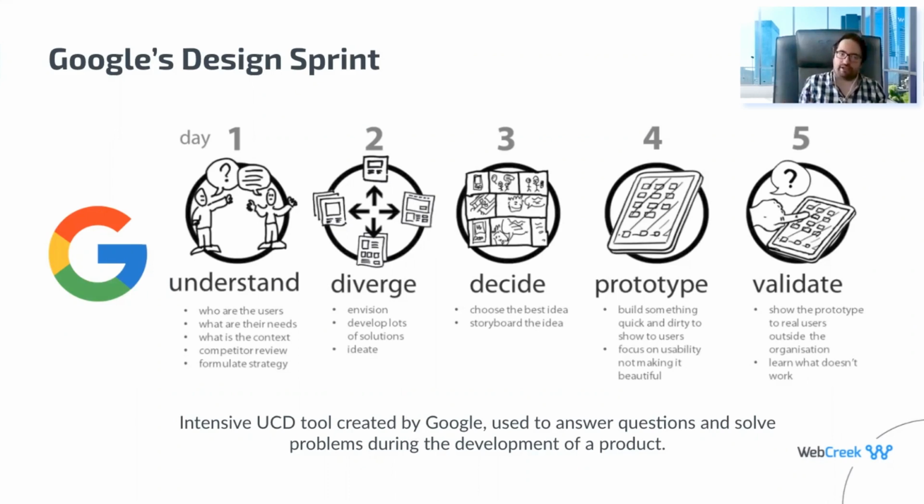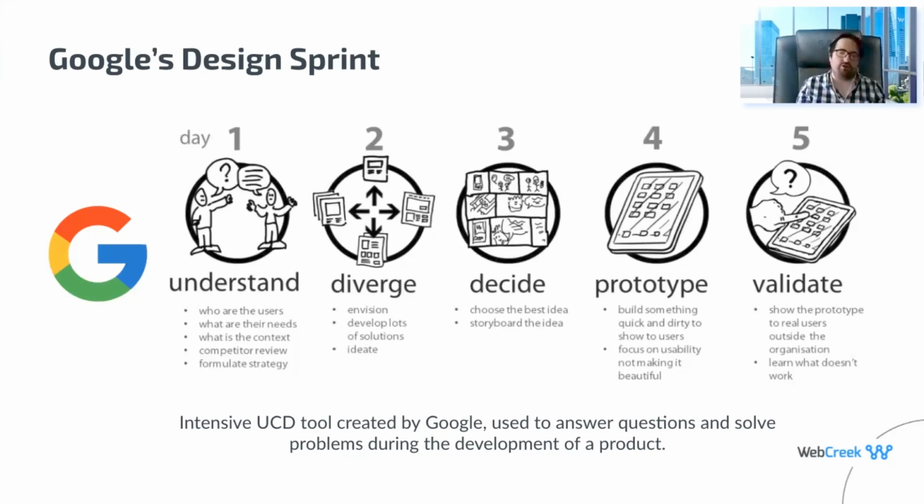Google created a methodology based on users, where within a week you can build a minimum viable product and do specific tasks that are very intense within 5 days. In the first day you do research, you understand who the users are, what their needs are. In the second one, you diverge, where you start to envision and define the solution, you ideate the solution.